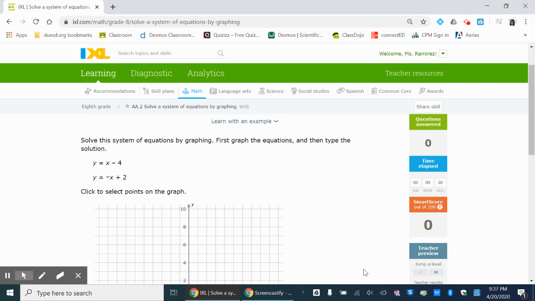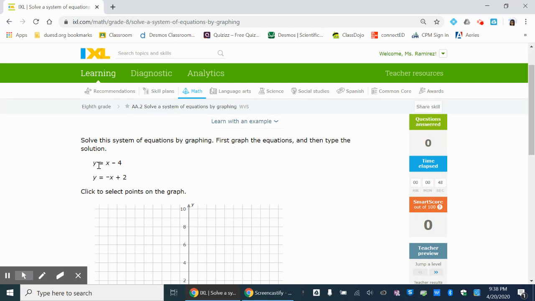All right, so now I am going to go ahead and show you guys how to do some of these problems on IXL. And I actually love this system of equations because I got a lot of emails from you guys about equations like this. So here it says solve the system of equations by graphing. So first graph the equations and then type the solution.